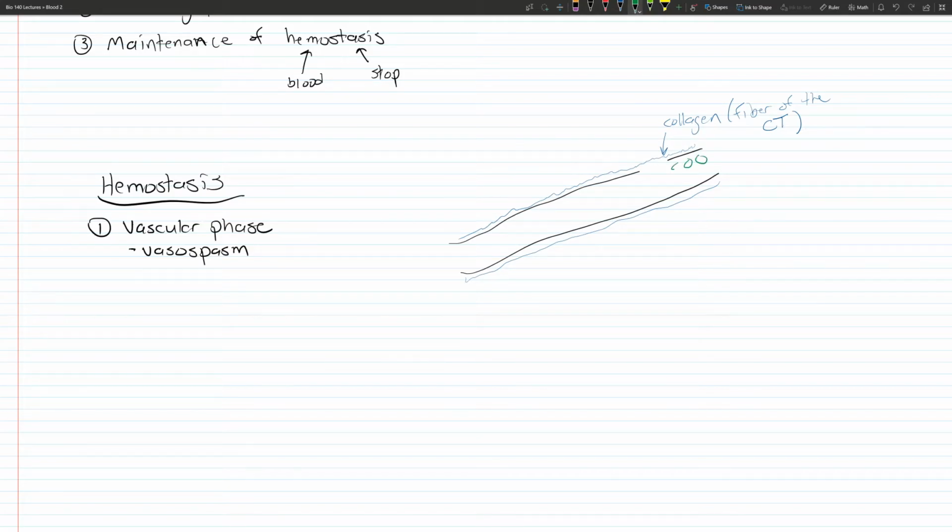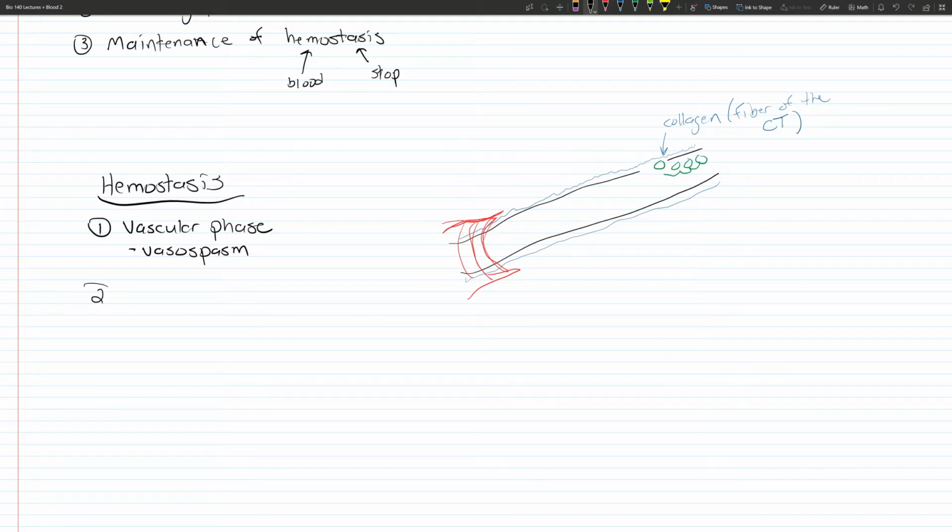The platelet's going to bounce along this, bouncy, bouncy, and then it's going to get caught in there. And what that's going to do is signal, hey, there's an injury in here. We're bleeding, most likely. And so it's going to cause muscle contraction. There are muscles in larger arteries. You've got a layer of muscle around here, and it's circular, and it's going to contract down and stop the blood flow. So that's it, the vascular phase.